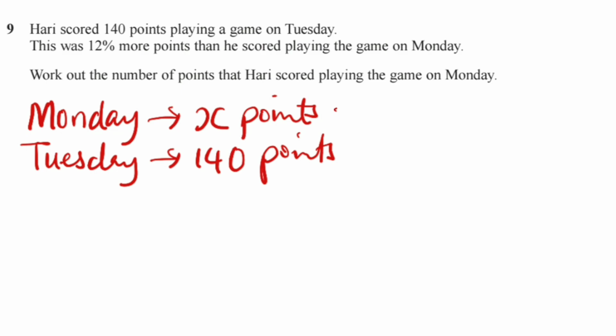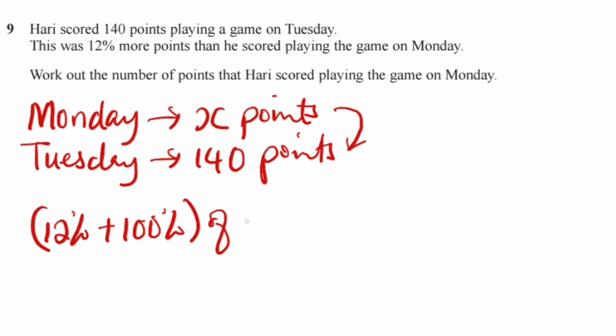So to get from x to this is a percentage increase, right? A number in its original form is 100%, plus that 12%. So to get from Monday to Tuesday, we are going to take 100% plus 12% of the points he scored on Monday. This will give us the points he scored on Tuesday, right?